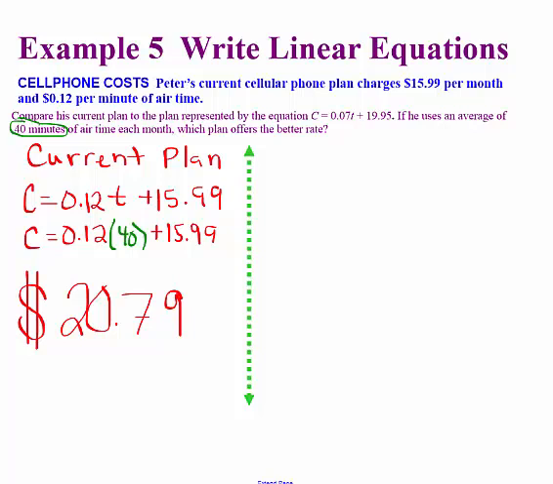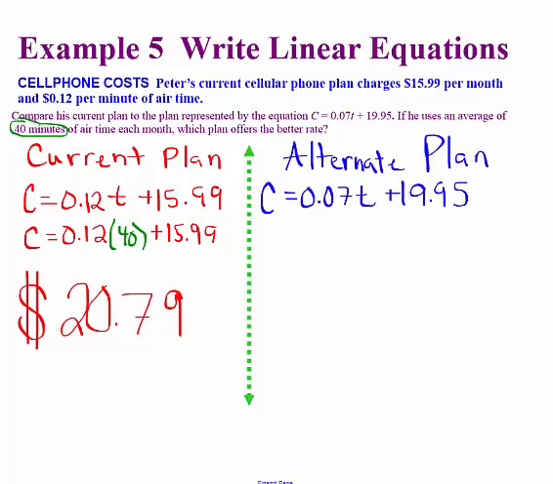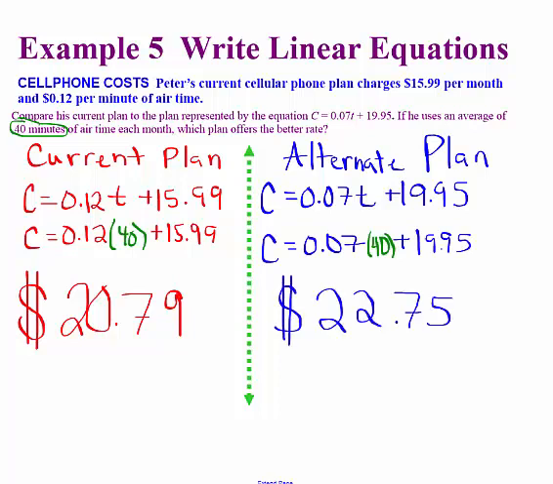So now let's look at plan B. C equals 0.07 times T plus $19.95. And if I plug in 40 for my time, I'm going to multiply and then add, and this plan is going to cost $22.75 per month. So he wants to stick with his current plan and not go with a new plan.